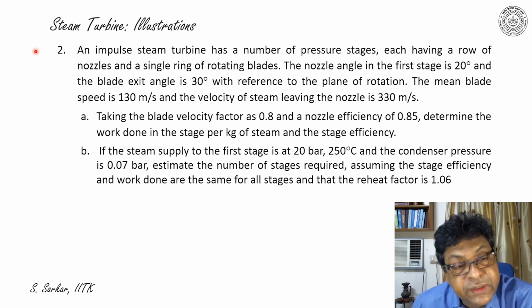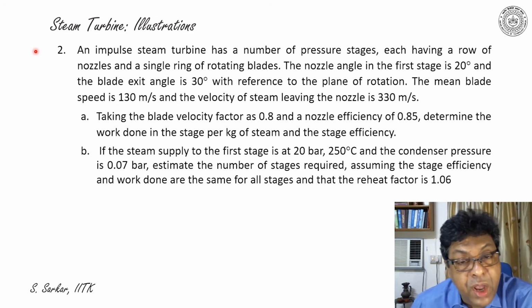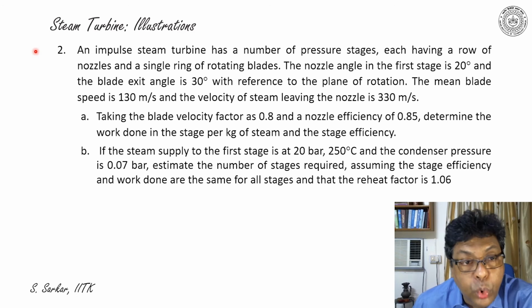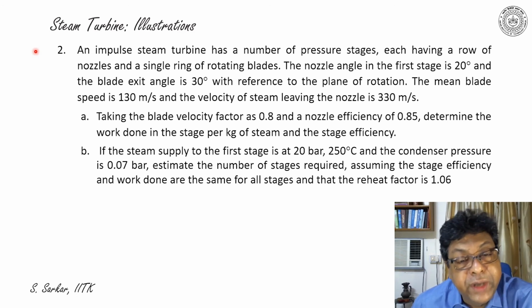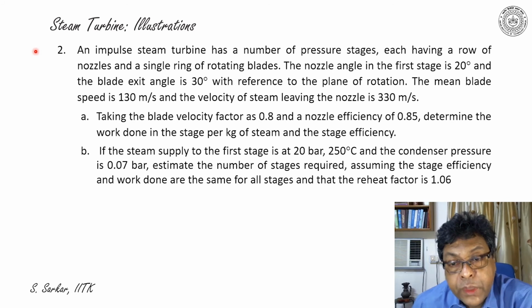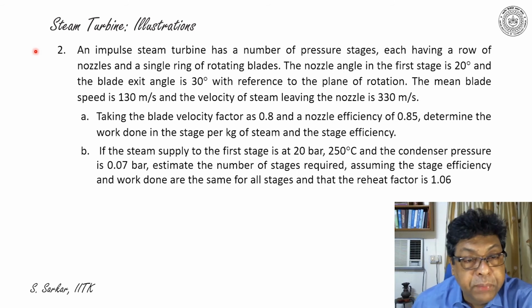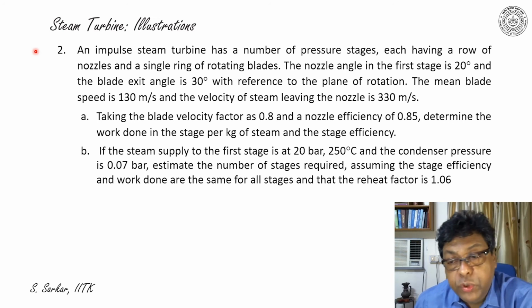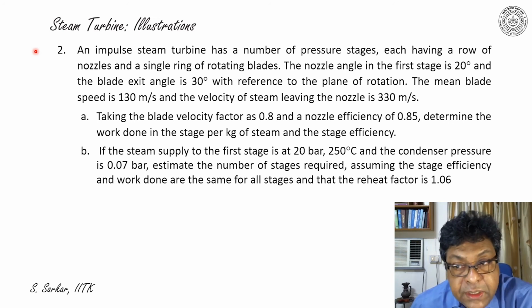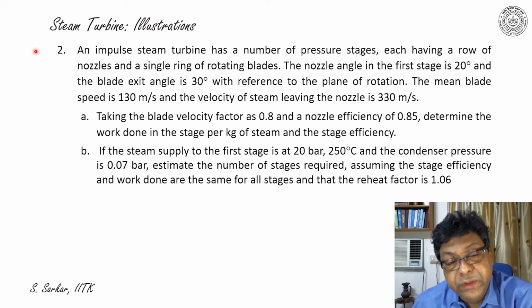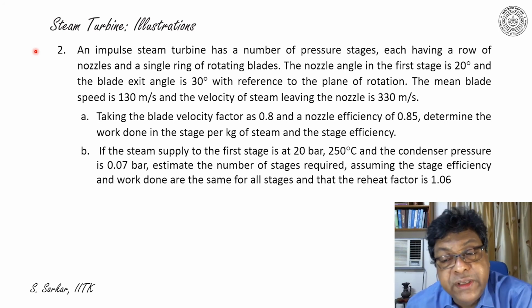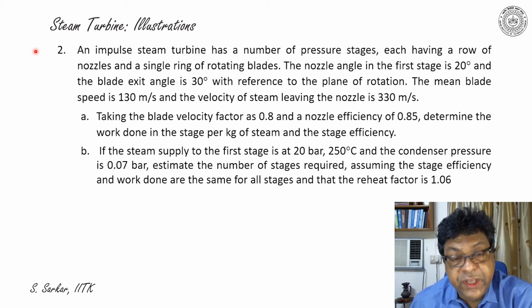The statement is: an impulse steam turbine has a number of pressure stages, each having a row of nozzles and a single ring of rotating blades. The nozzle angle in the first stage is 20 degrees and the blade exit angle is 30 degrees with respect to the plane of rotation. The mean blade speed is 130 meters per second and the velocity of steam leaving the nozzle is 300 meters per second.